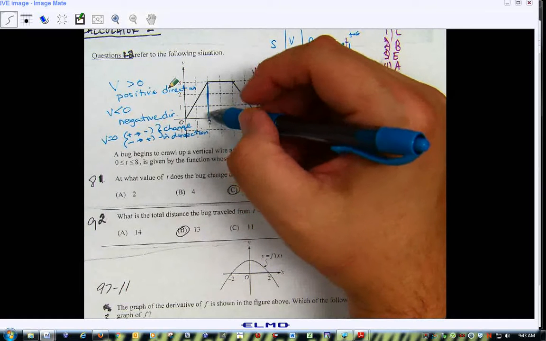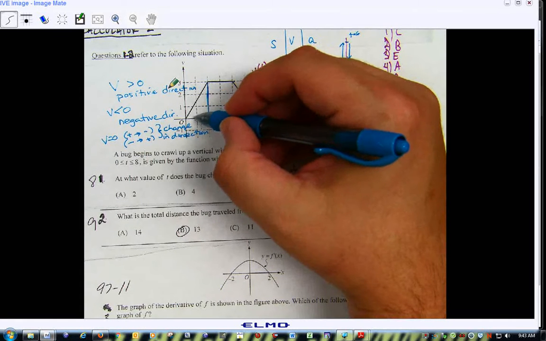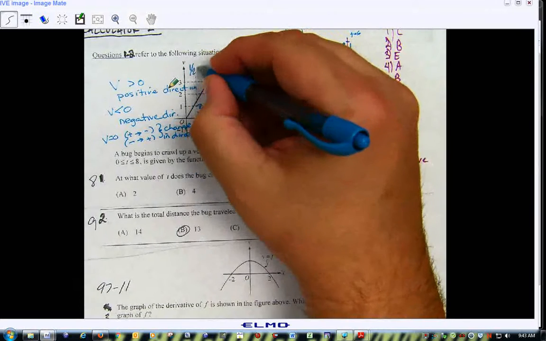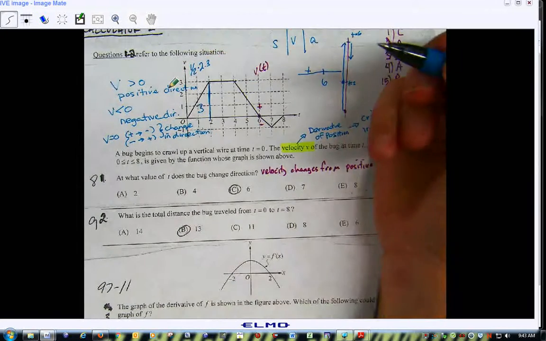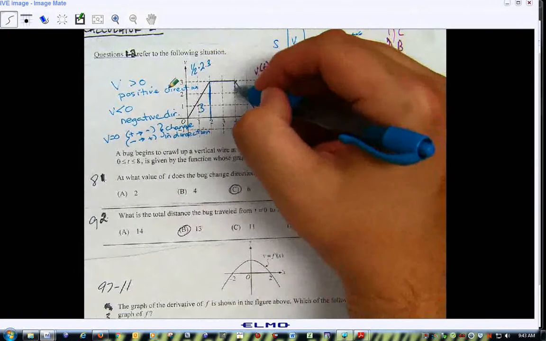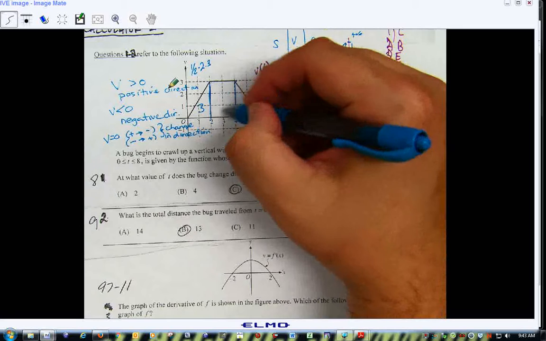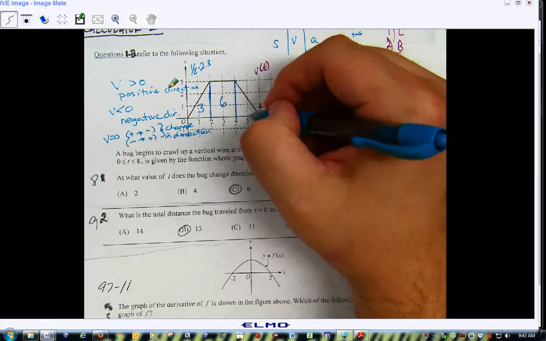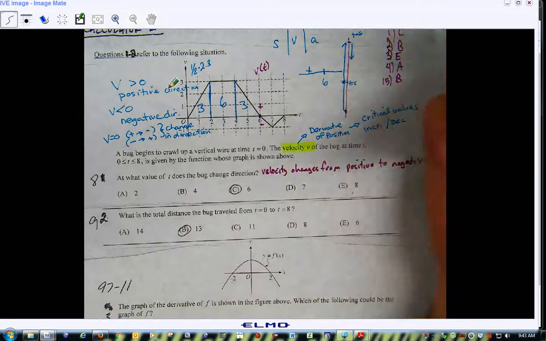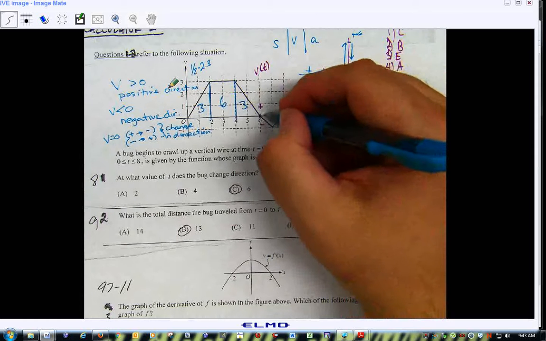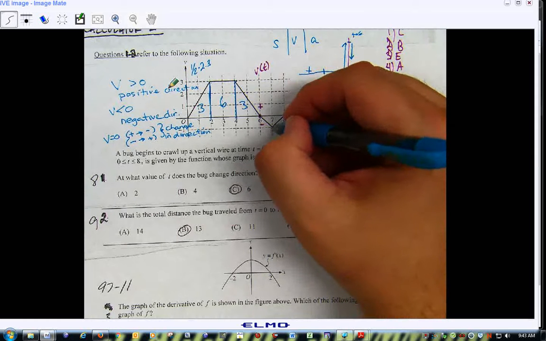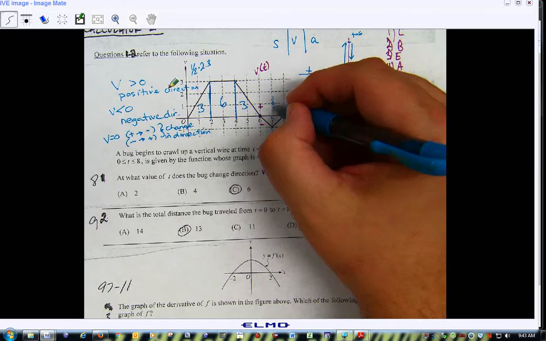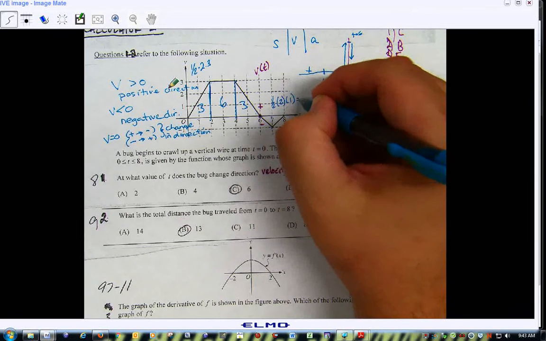So that area is going to be 3, because it'd be 1/2 times 2 times 3. So that would be a 3. Now what's the area of this part right here? 6. Now what's the area of this part right here? 3. Okay, good. Now what's the area of this part right here? It's 2 by 1, so it's 1/2 times 2 times 1, which is 1.